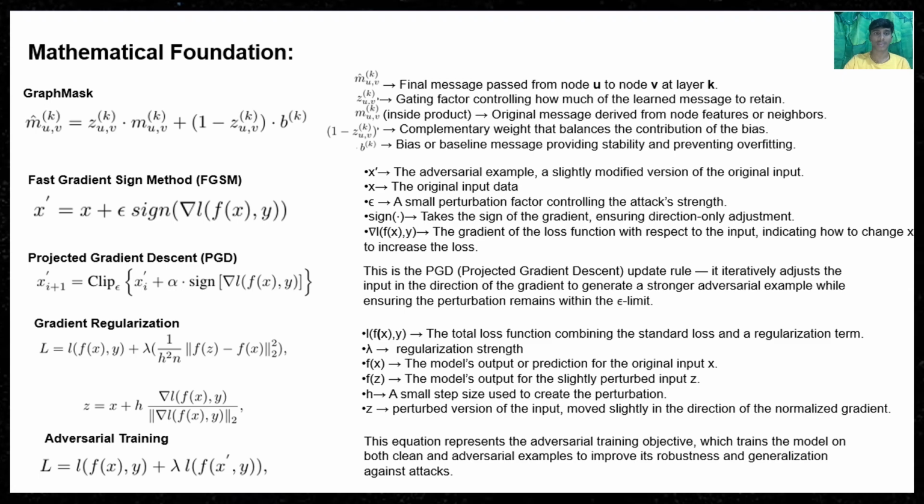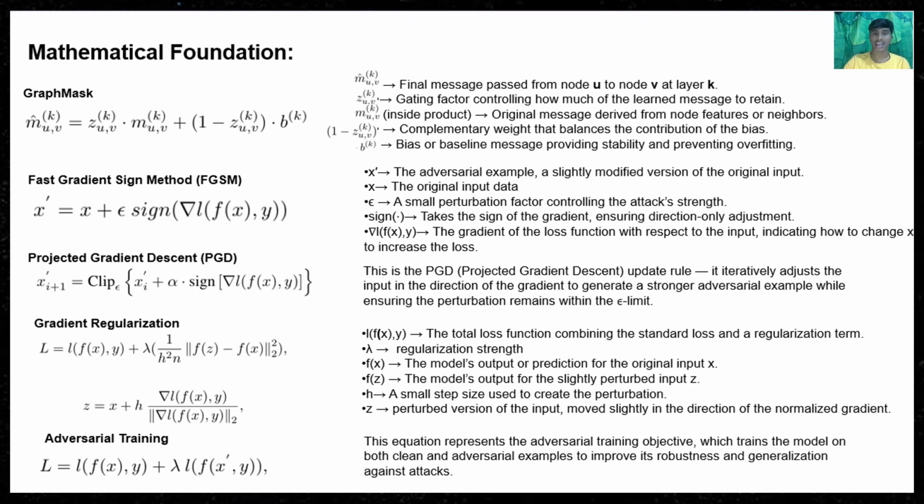Adversarial training. Finally, adversarial training combines both normal and adversarial losses. Here the total loss function L includes the original data loss plus an adversarial loss, scaled by the factor lambda. By training the model on both clean and attacked samples, we significantly improve its robustness and generalization ability against adversarial perturbations. Conclusion: to summarize, these equations form the core mathematical framework of the model.